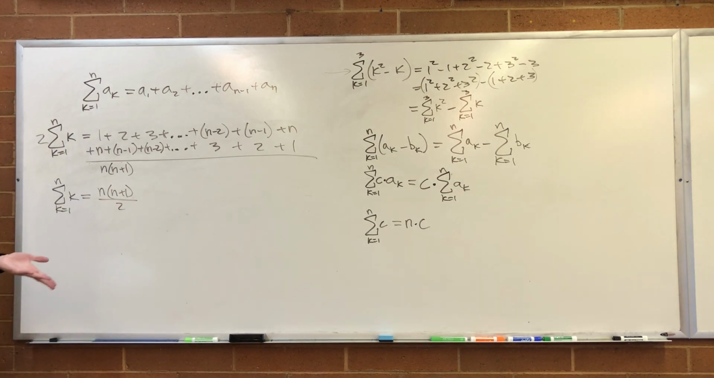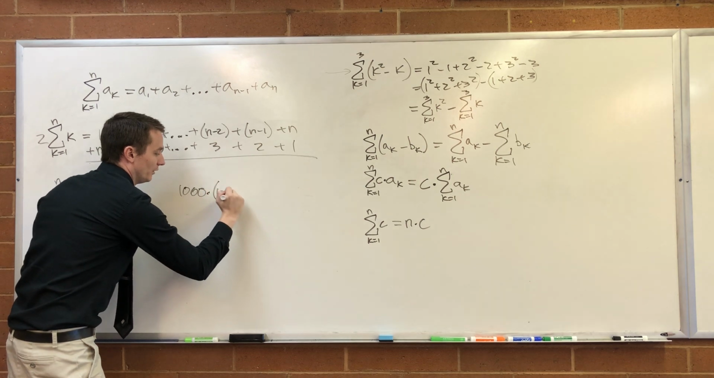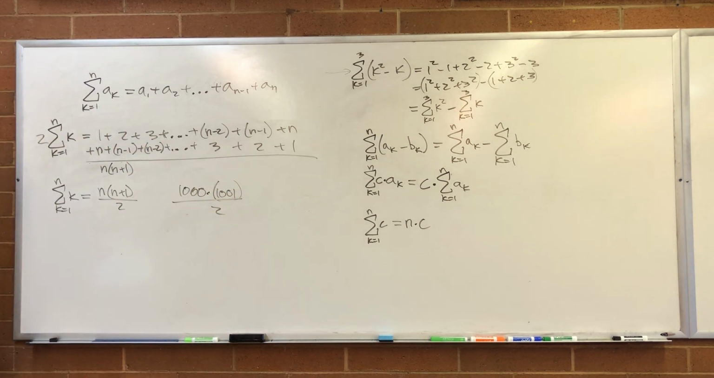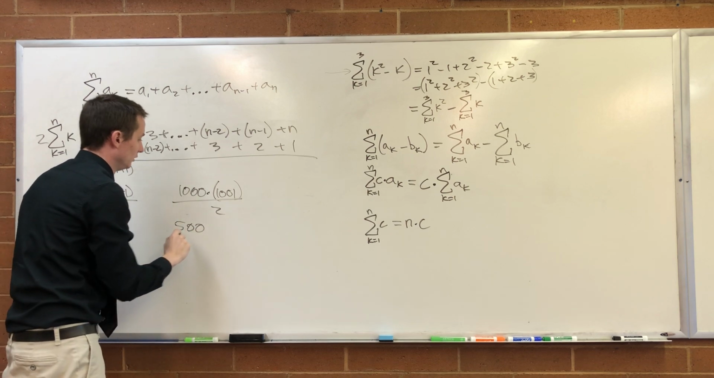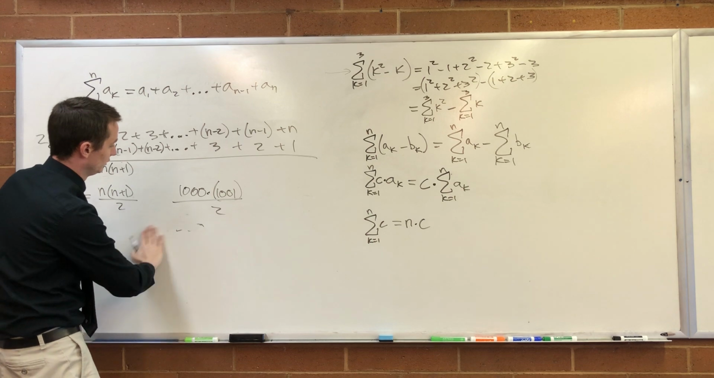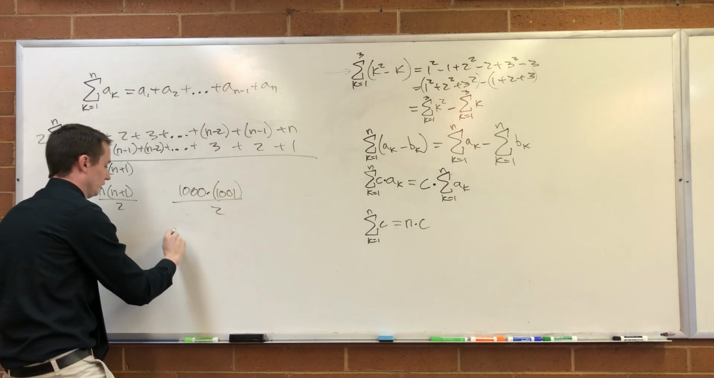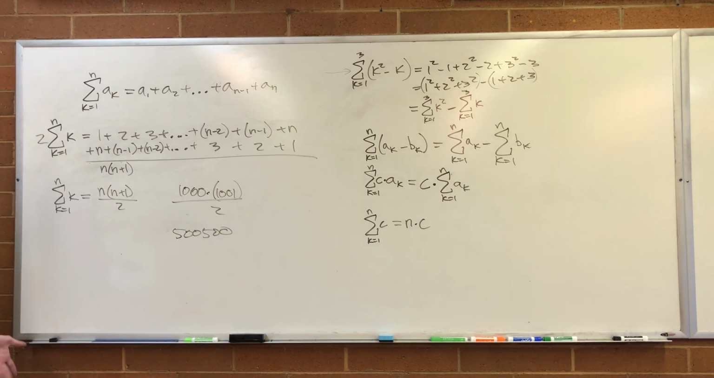Now look at this. I need to add up all the numbers between 1 and 1,000. What does it equal? That's equal to 1,000 times 1,001 over 2. That's pretty straightforward. So it's going to be 500 times this. 5 with 2 zeros, so 500 times 1,001. There you go.